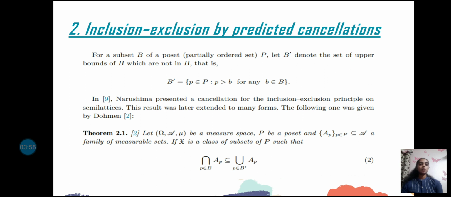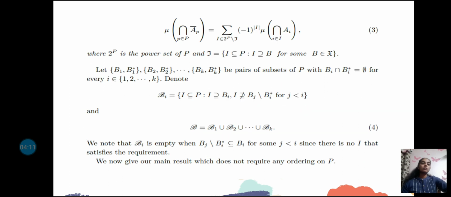Theorem 2.1. Let (Ω, A, μ) be a measure space, P be a poset and {A_p} be a family of measurable sets. If the B_i are a class of subsets of P such that B_i is empty when B_j belongs to P_i for some j less than i, then the formula holds. Since there is no i that satisfies the requirement, we now give our main results, which do not require any ordering on P.